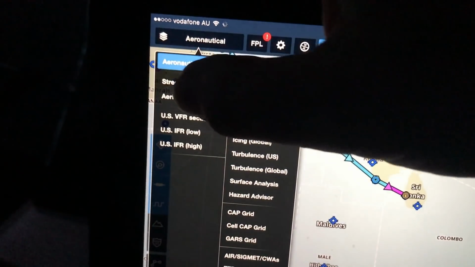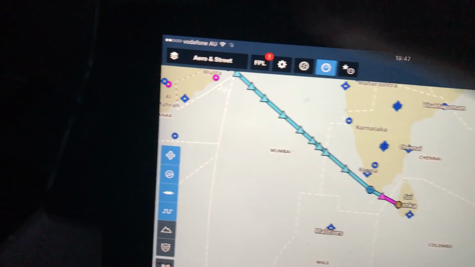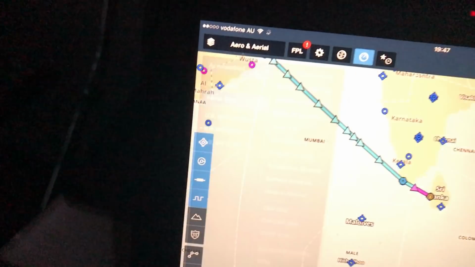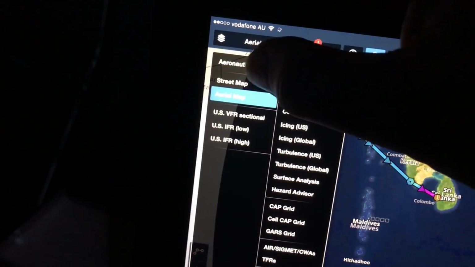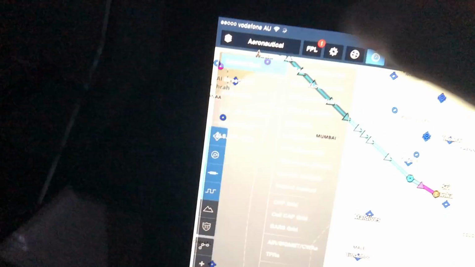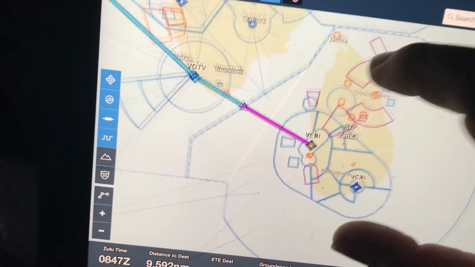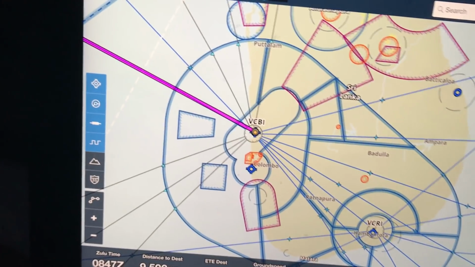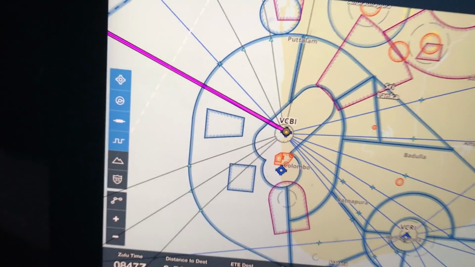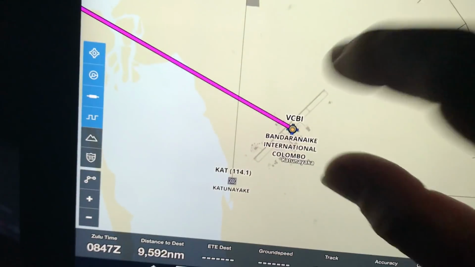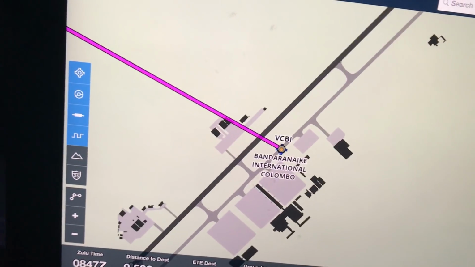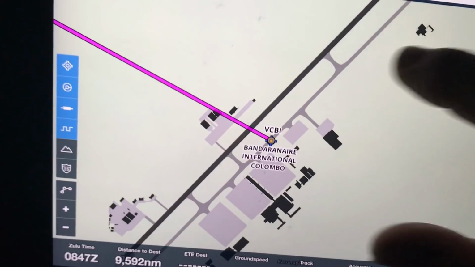I can select different options. I could select a street chart, I could select an aerial map, but I'm using the aeronautical map because that gives me specific information. If you zoom right in, you can see it depicts the airspace, the airways, and if you zoom further in, it even gives you detailed information on the airport itself.